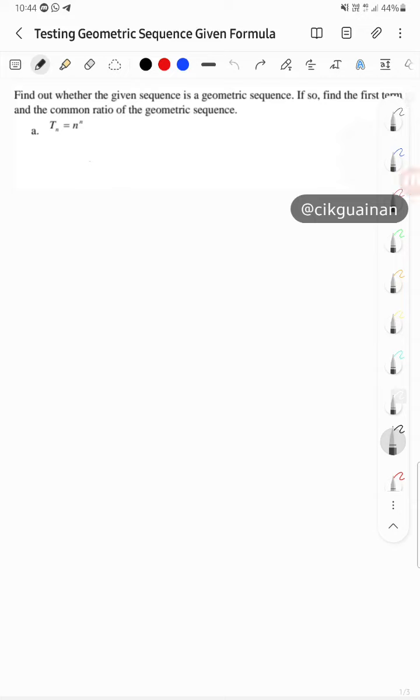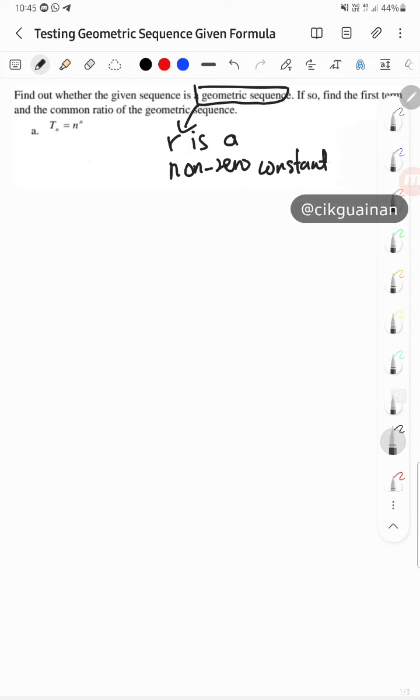In this video, I would like to share with you how to test a geometric sequence from a given formula. We have to bear in mind that in a geometric sequence, it must have r. r is a common ratio, and the common ratio must be a non-zero constant. So this is the condition that we have to obey. The given formula is Tn equals n to the power n.